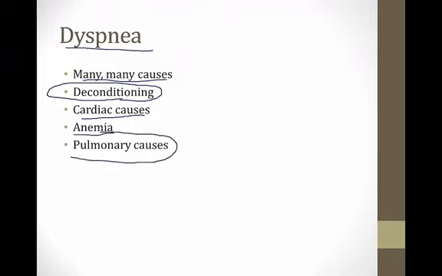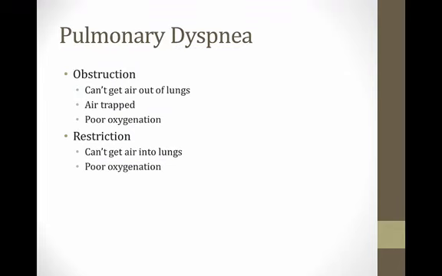This is often what many people think about because since we're short of breath, they assume it must be a lung cause, but not necessarily so. There are many other causes. We can split the causes of pulmonary dyspnea into two categories. The first category is obstruction and the second is restriction. In obstruction, there is a problem getting air out of the lungs. Air gets trapped and can't get out, and therefore you have poor ventilation, and that leads to poor oxygenation. In restrictive lung problems, you can't get air into the lungs, and this results in poor ventilation and poor oxygenation.